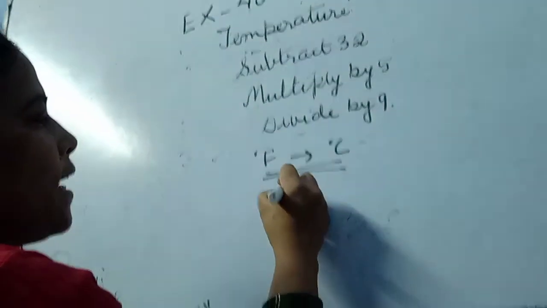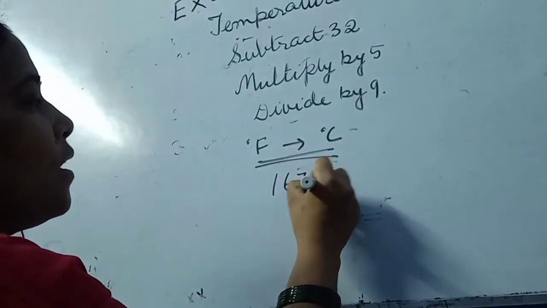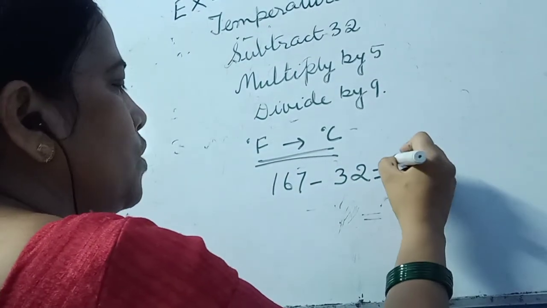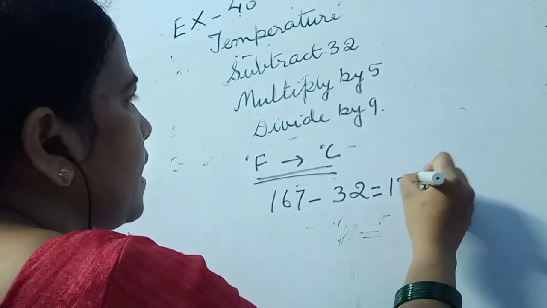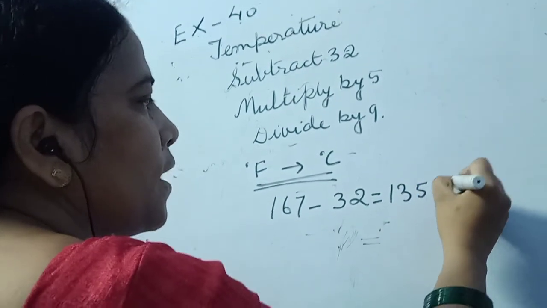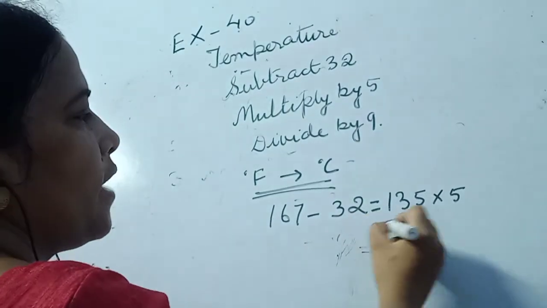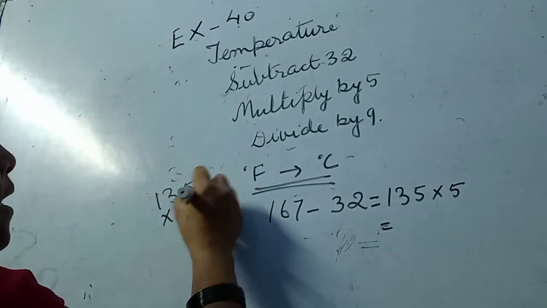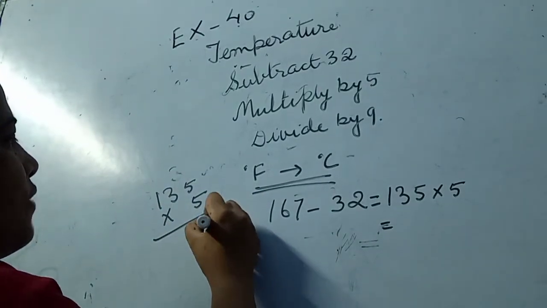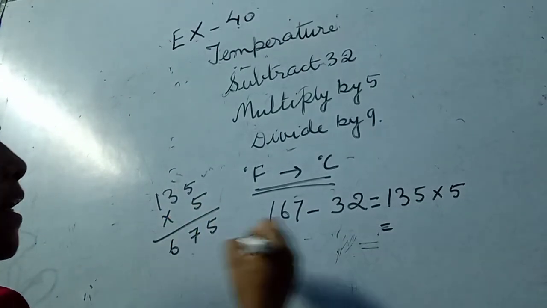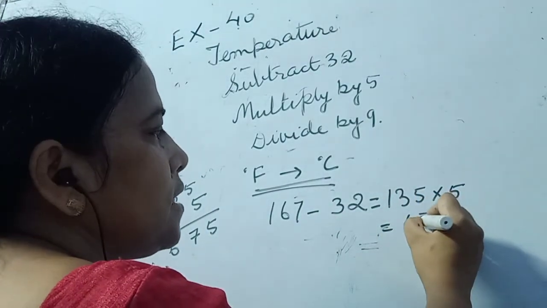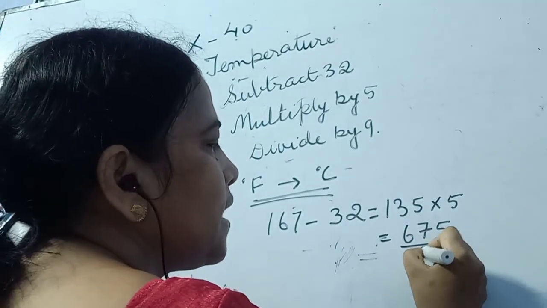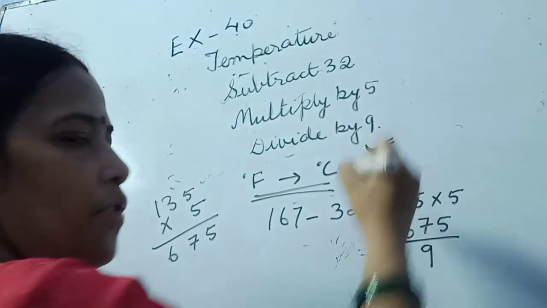That means from this 167 we will subtract 32, and we will get 135. Then multiply this 135 by 5, and we will get 675. Now what do we have to do? Divide this 675 by 9. Follow the third step.